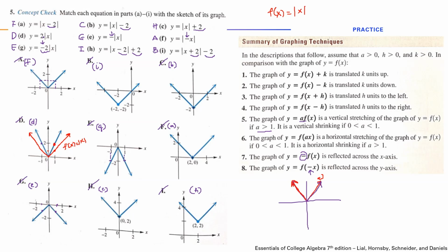We can see that this graph D and E, the green part right here is f of x equals absolute value of x. And then when you have the negative, it reflects over the x-axis.